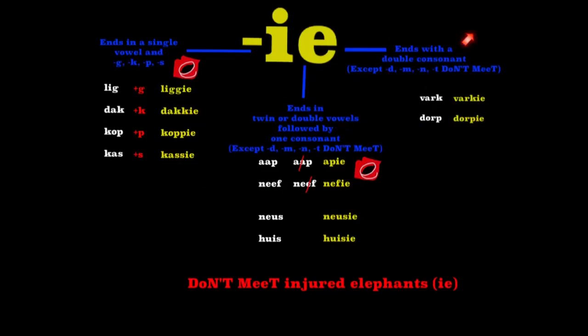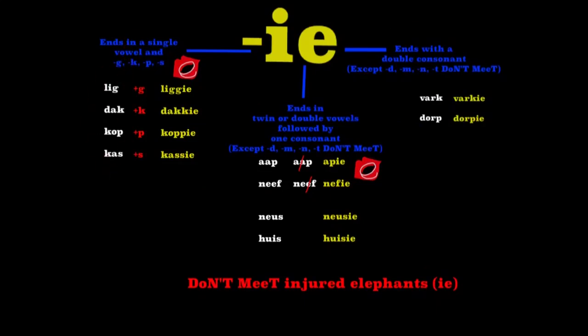The third group is words that end with a double consonant, except where the last letter again is D, M, N, or T, which again spells out "don't meet". What I want you to remember is "don't meet injured elephants". So for words that end in D, N, M, or T, you don't want to use injured elephants, "ie", for the end of the word.